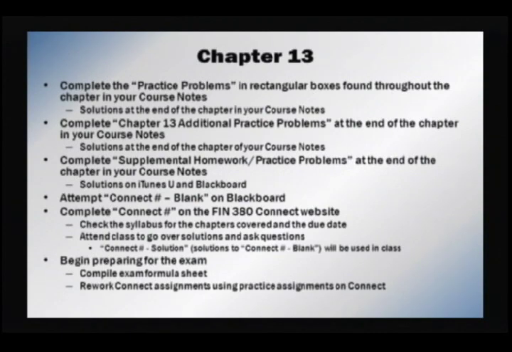And remember, we post the Connect assignments again after they are due so that you can have unlimited practice for each Connect assignment. It will generate new numbers every time you run the Connect assignment, so you can have unlimited practice after the assignment is due because those assignments are reposted after the due date.